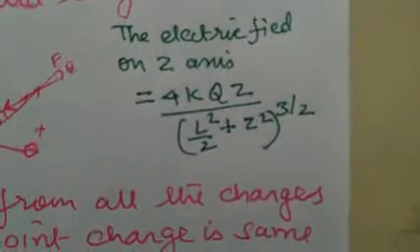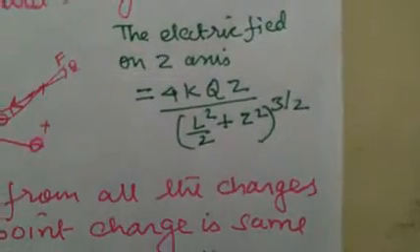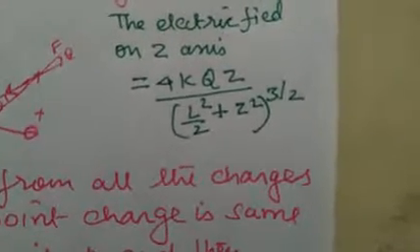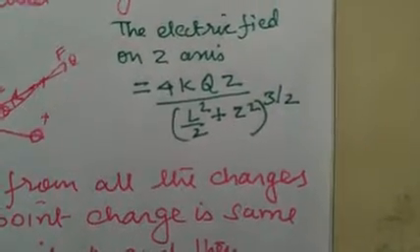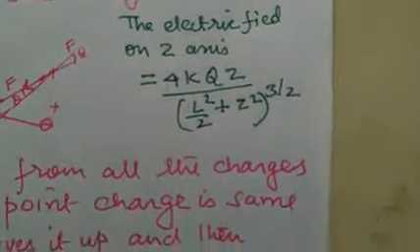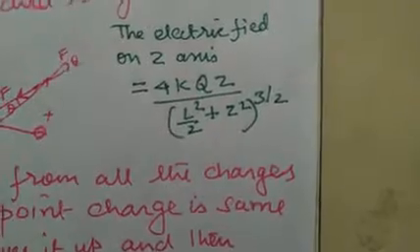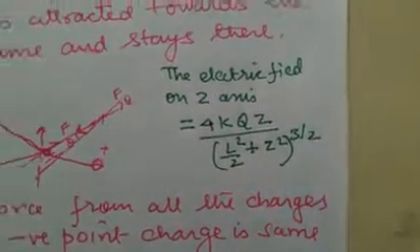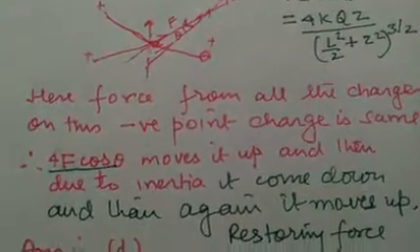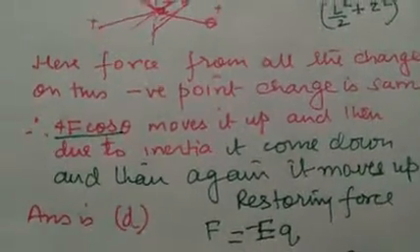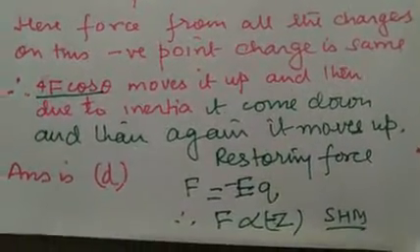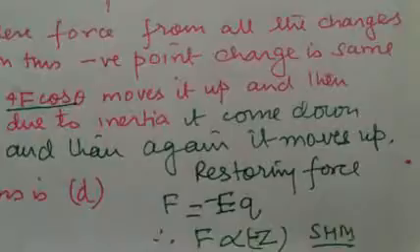4kqz upon (L squared by 2 plus z squared) to the power 3 by 2, where L is the length of the square and z is the distance on the z-axis. So the electric field on the z-axis we found out, and the forces from all the charges on this negative point charge are the same. 4F cos theta moves it up, and then due to inertia it comes down and then goes up again. This is what I feel.